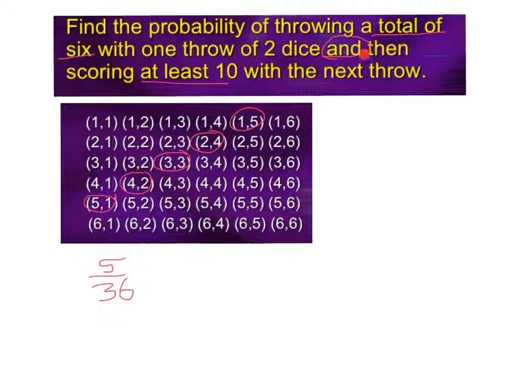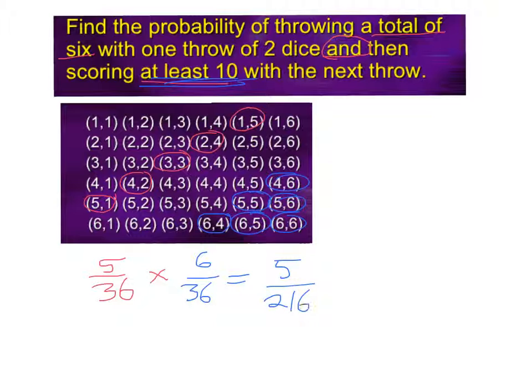And then remember we've got and, which means times. Then on the next throw we've got at least 10. So at least 10 means 10, 11 or 12. So where are at least 10? There's a 10, there's a 10, there's a 10, there's 11 and there's 12. So getting at least 10 on the next throw is 1, 2, 3, 4, 5, 6 out of 36. Multiplying those together equals 5 over 216. So that's the probability of getting a total of 6 on the first throw, and then scoring at least 10 with the next throw.